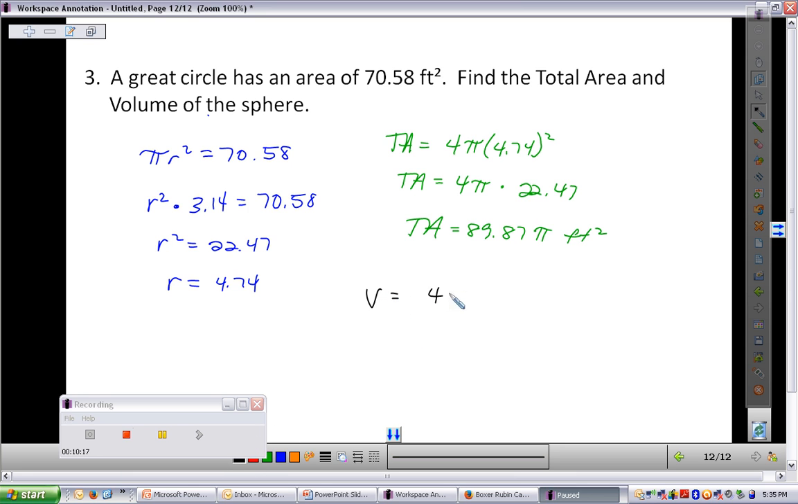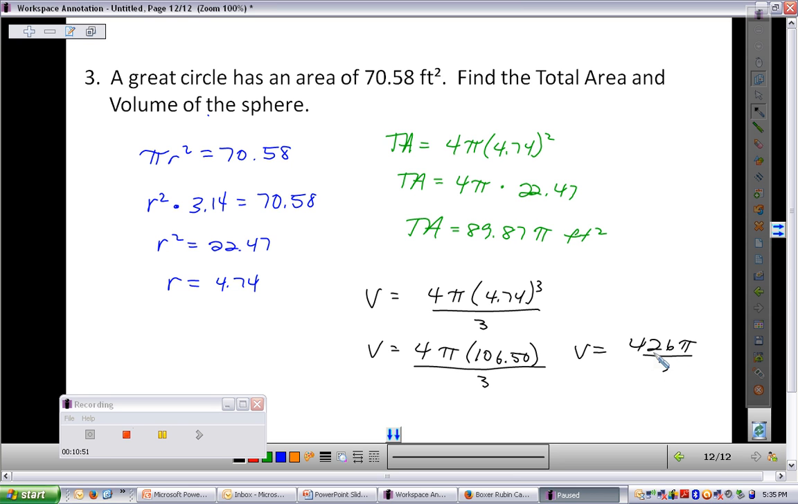Moving on to volume. 4 times pi times my radius, 4.74, cubed this time, all over 3. So plugging this in, 4.74 cubed ends up being, I get 4 pi times 106.50, rounding to the nearest hundredth, all over 3. When I multiply 4 times 106.50, I get my volume equals 426 pi over 3, and actually 426 is divisible by 3, so my volume ends up being 126 pi.